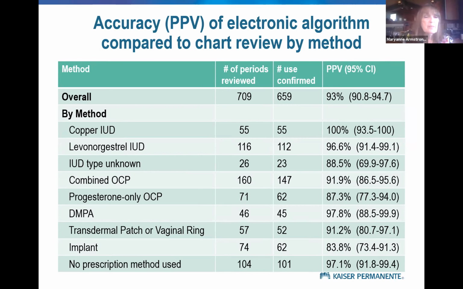When we look at it by method, the highest is copper IUD with a positive predictive value of 100%. For the other methods, the positive predictive values vary from the 90s to the high 80s, with the exception of implants, which had a positive predictive value of about 84%. For the category of no prescription method use, there were 104 non-use periods reviewed, and of those, 101 were confirmed by the chart review for a 97% positive predictive value.